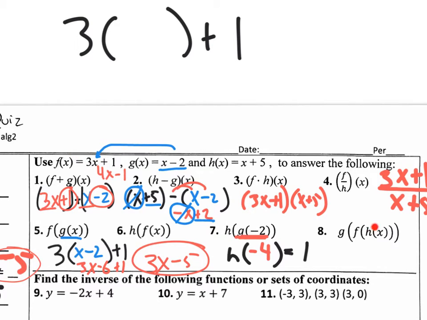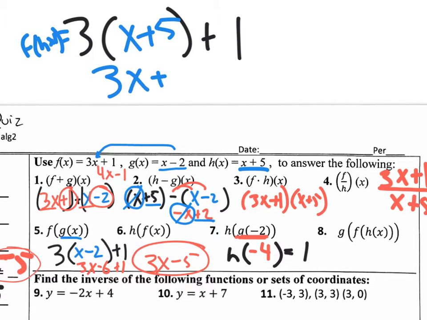But I need to take my h of x and put it inside my f of x, so that's why I set up the f of x like this. Let me plug my h of x right in there. My h of x is x plus 5, so let me put x plus 5 right in there. And of course, if you want to show your notation for this, this is really just f of h of x. So when I work this out, I'm going to get 3x plus 15 plus 1, which is 3x plus 16.